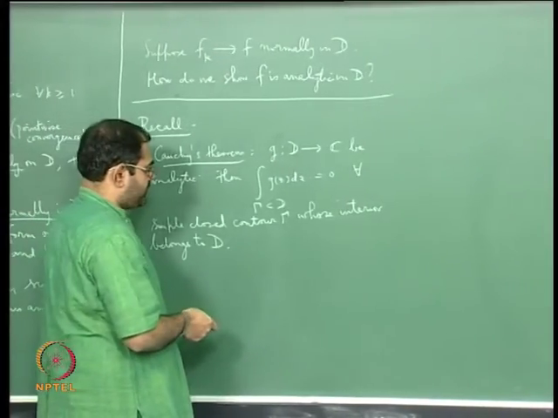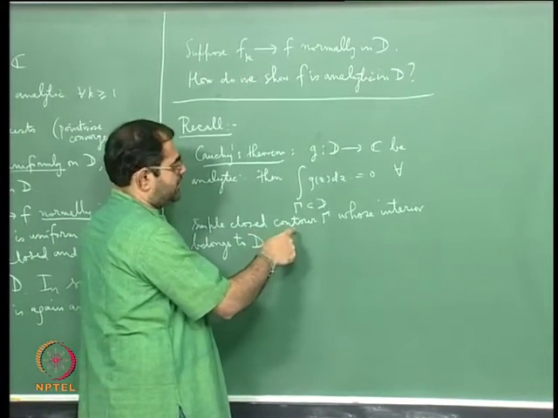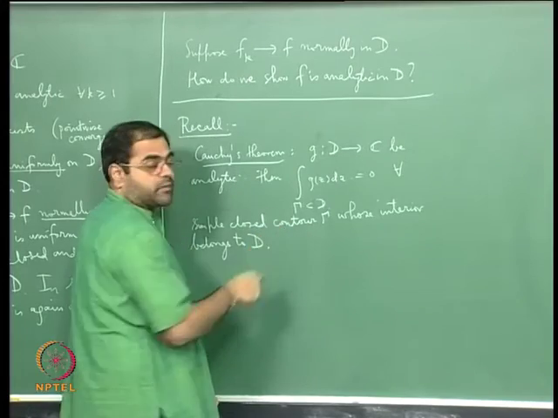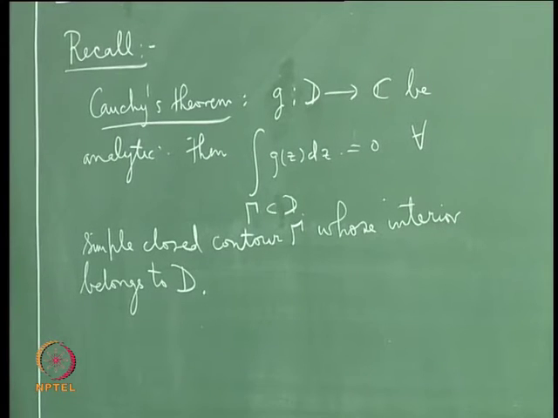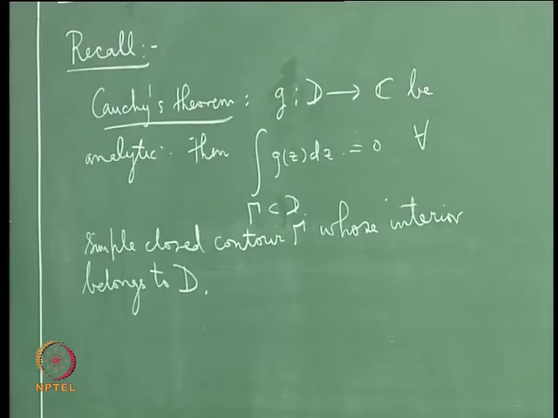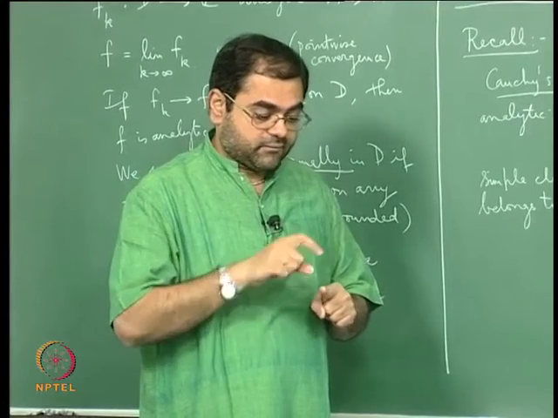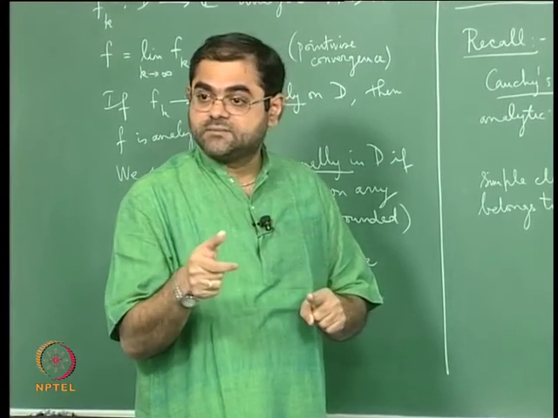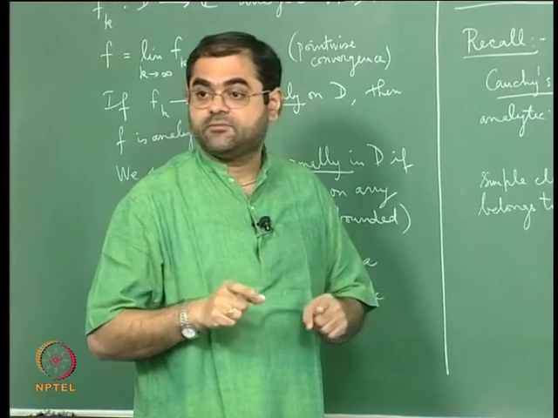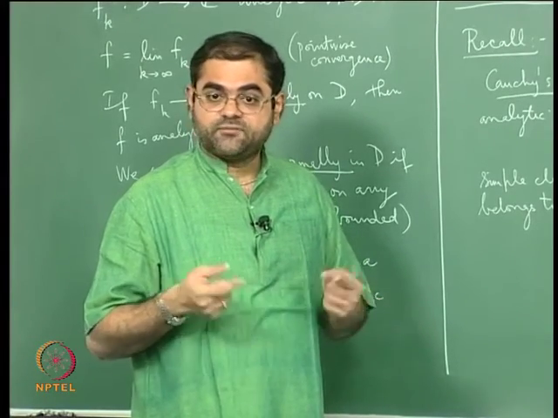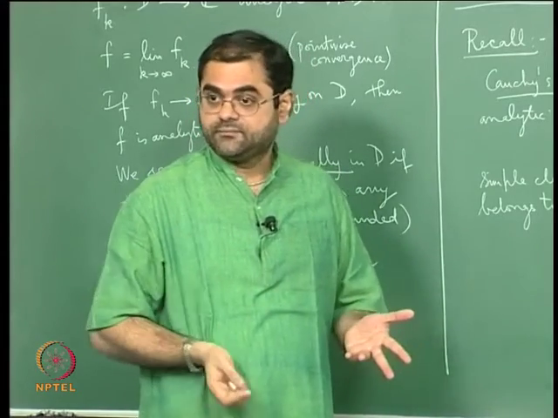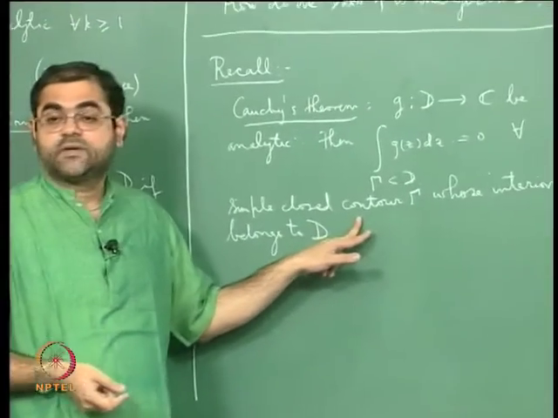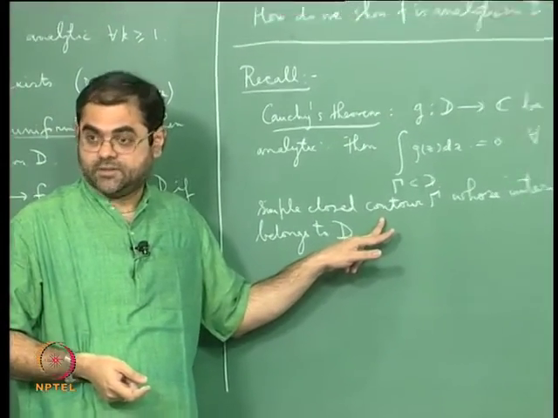And of course when I say simple closed contour, by contour I mean a curve which is piecewise smooth. So it is a continuous image of a closed interval with starting point equal to the ending point, and the interval can be divided into closed sub intervals such that the parameterizations are given by smooth functions. They are given by functions which are not only differentiable but the derivative is continuous, okay. So a contour is a piecewise smooth curve, okay.